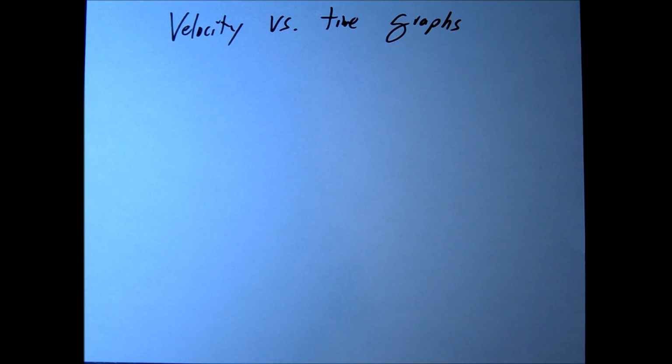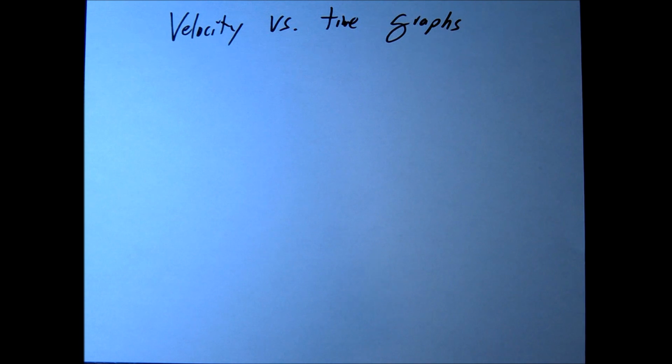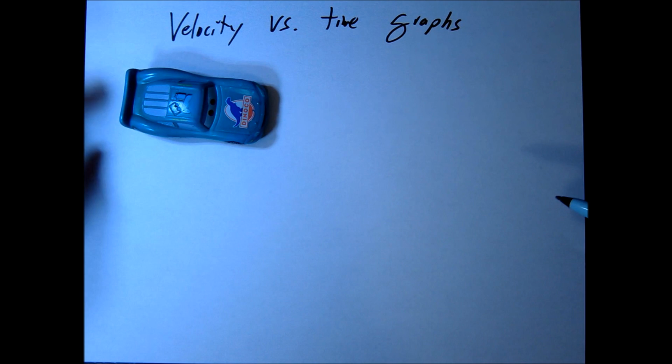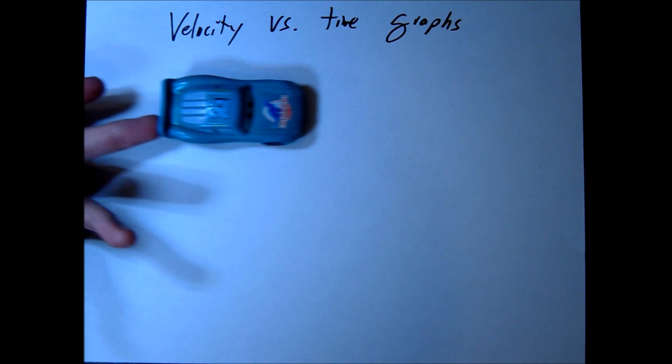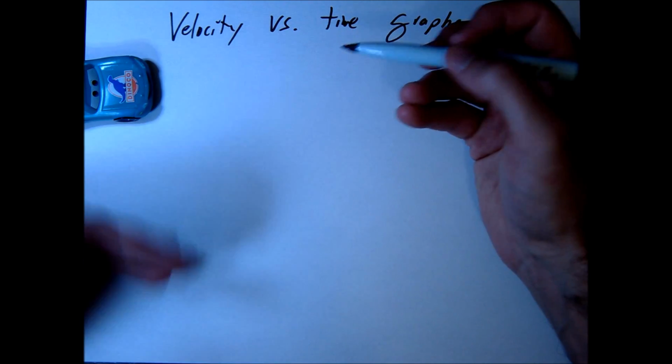This video is creating and analyzing velocity versus time graphs. So again, let's imagine that you have your car. Actually, I can use this time. So let's say you have your car, it's traveling down the road, and this time instead of having a meter stick, you're going to have like a speed gun.